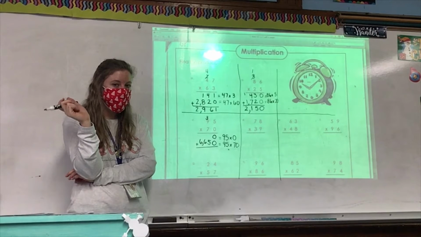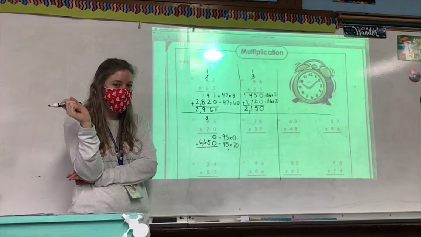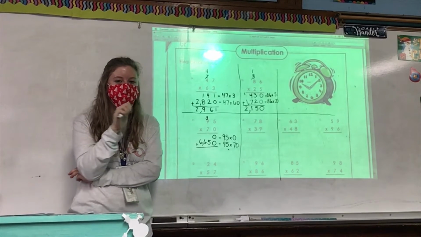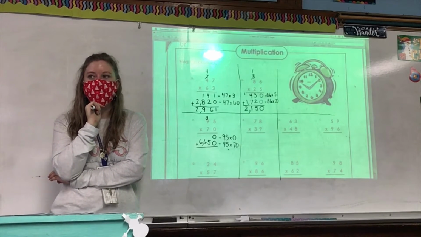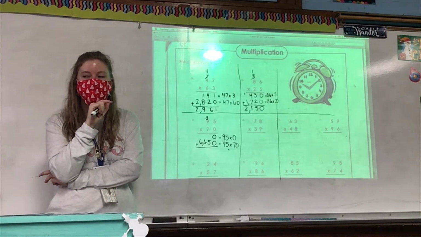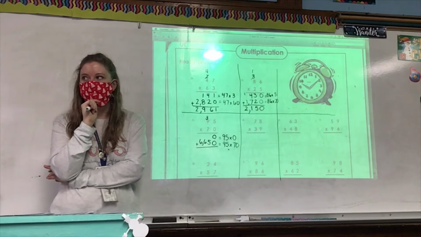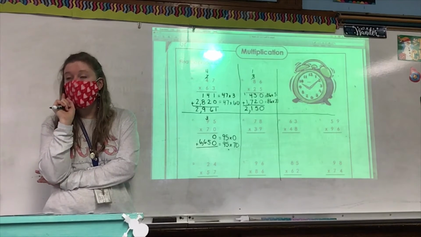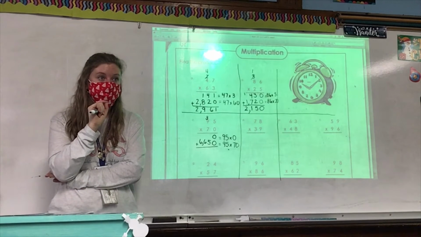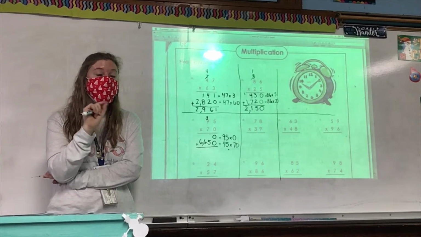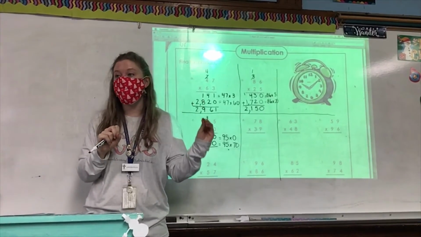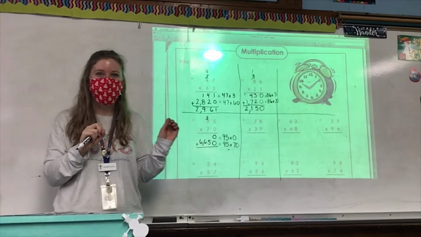Property of addition. There's no such thing as a 0 property of addition. There is a 0 property of multiplication, but there's no such thing as a 0 property of addition. Victoria? The identity property of addition. Remember, with addition, the identity property has to do with 0. But with multiplication, the identity property has to do with what number?